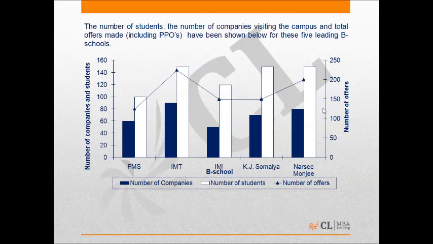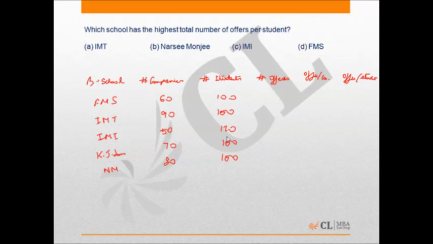If you look straight down here, the number of offers would be 125, midway between 100 and 150. Similarly for IMT, the number of offers is 225. For IMI and KJ Somaiya, it turns out to be 150, and for NM 200. So it's 125, then 225, then 150, 150 and 200. Now offers per company. So offers is this column and company is this.